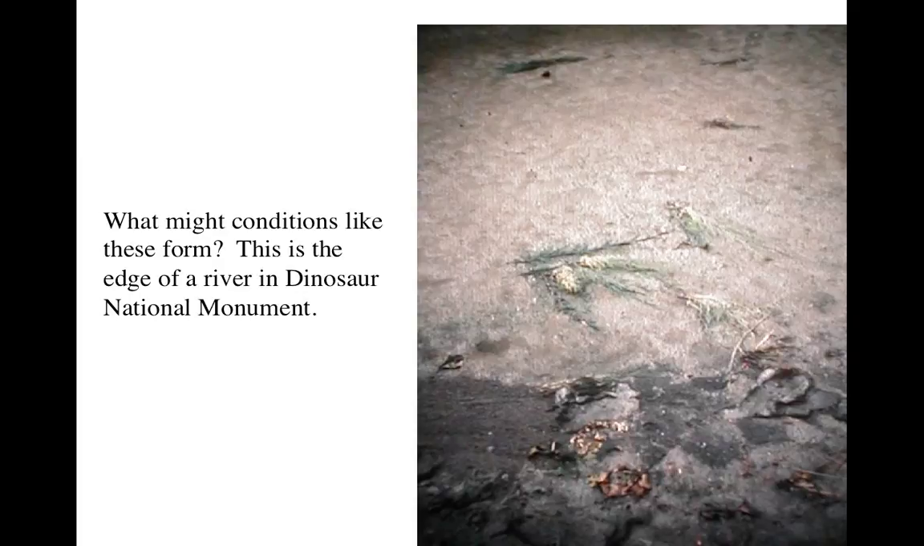Now, what might conditions like these form? It looks like there's maybe a flood. You can see some things have been washed down in this river. It's not the greatest picture, but this is the edge of a river in Dinosaur National Monument. What kind of rock would this form?